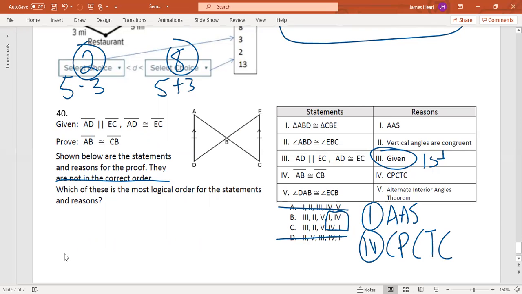The logic's the following. You can't have corresponding parts of congruent triangles. That's the key part there. Remember that the C and the T stand for congruent triangles. You can't have corresponding parts of congruent triangles if you didn't prove they were congruent first. The correct answer is B. You have to have angle, angle, side before the corresponding parts kick in.